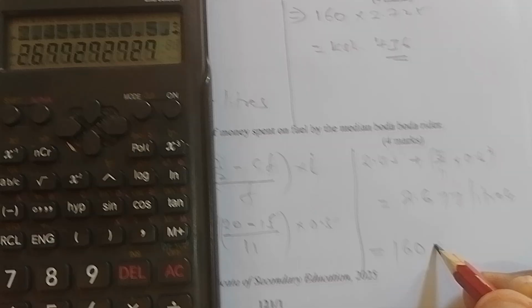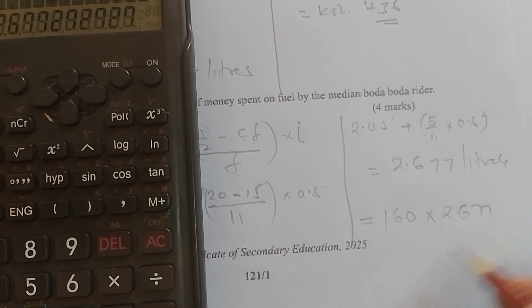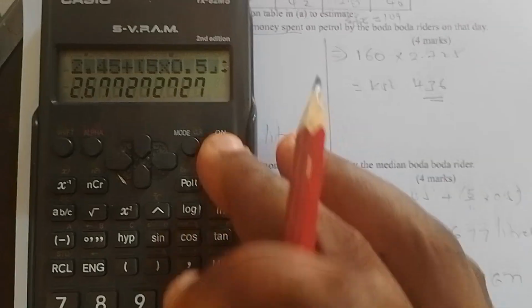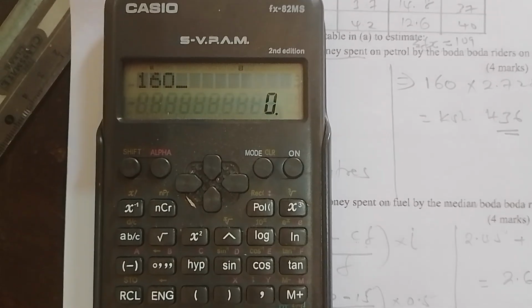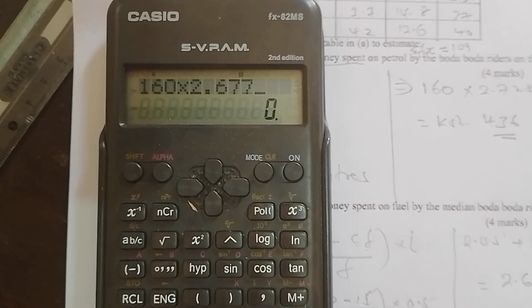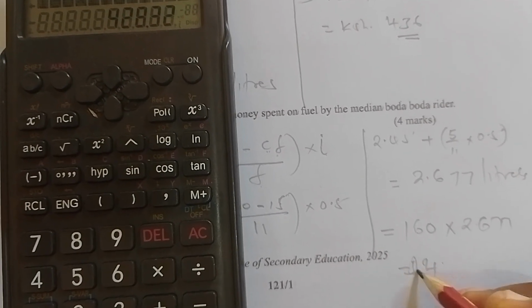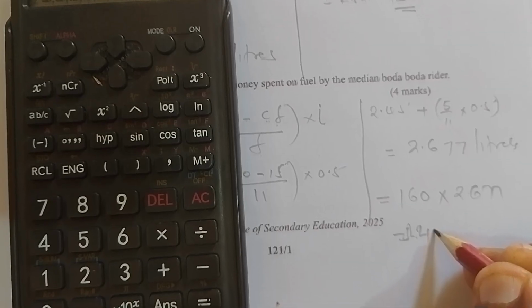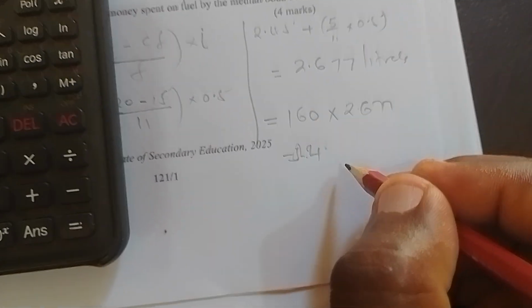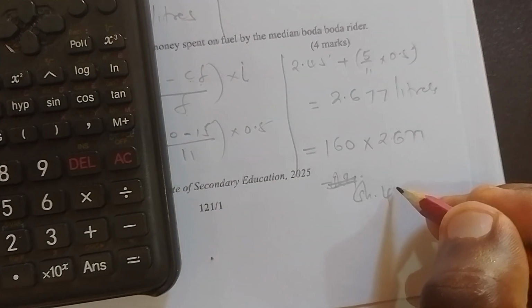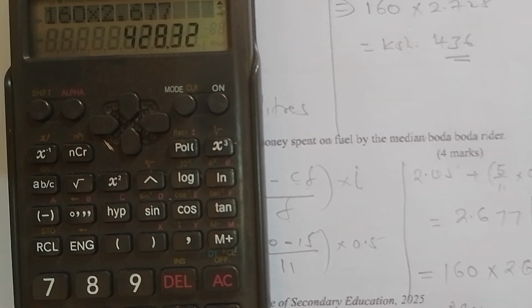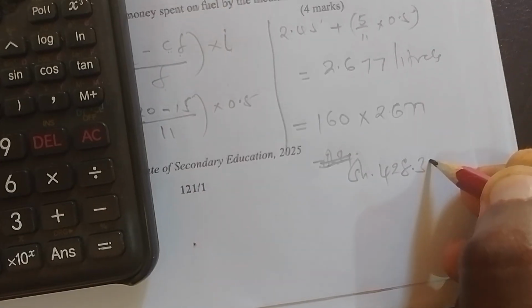But again, let us remember here that the cost of 1 liter is 160. So it will be 160 multiplied by 2.677, and the answer here is 428 shillings and 32 cents. So that is the final answer.